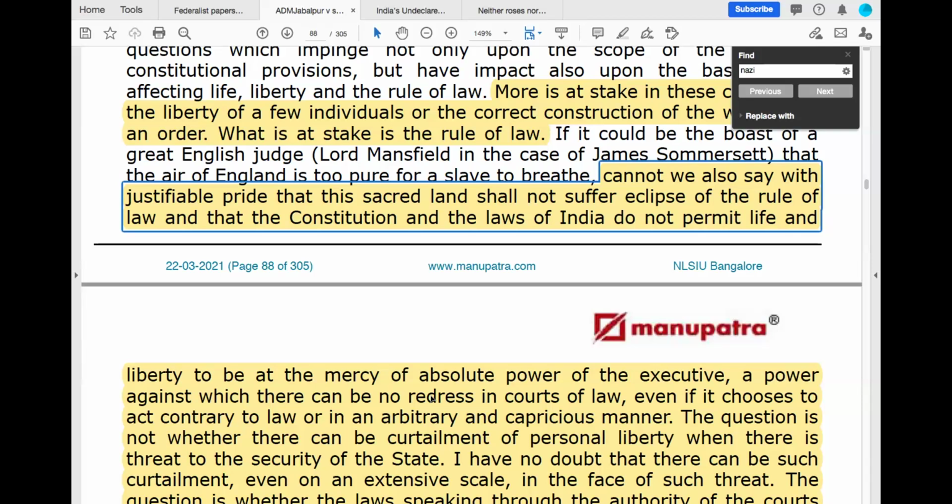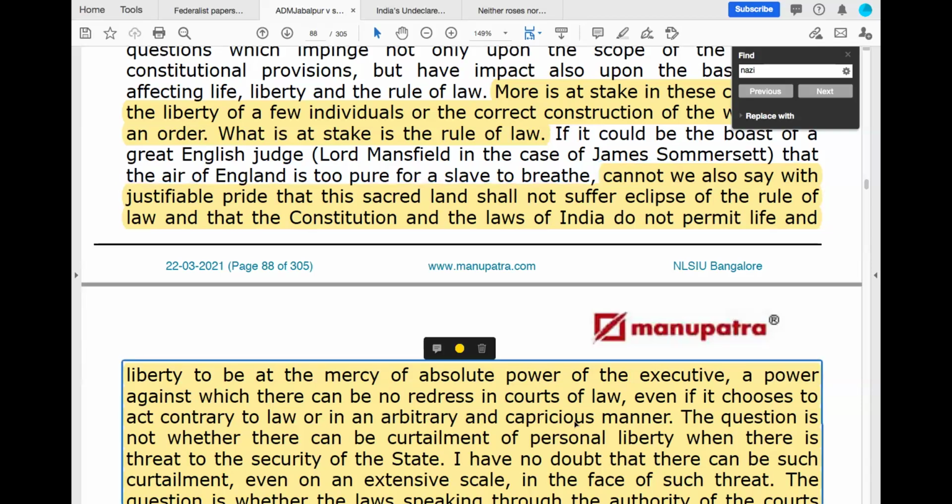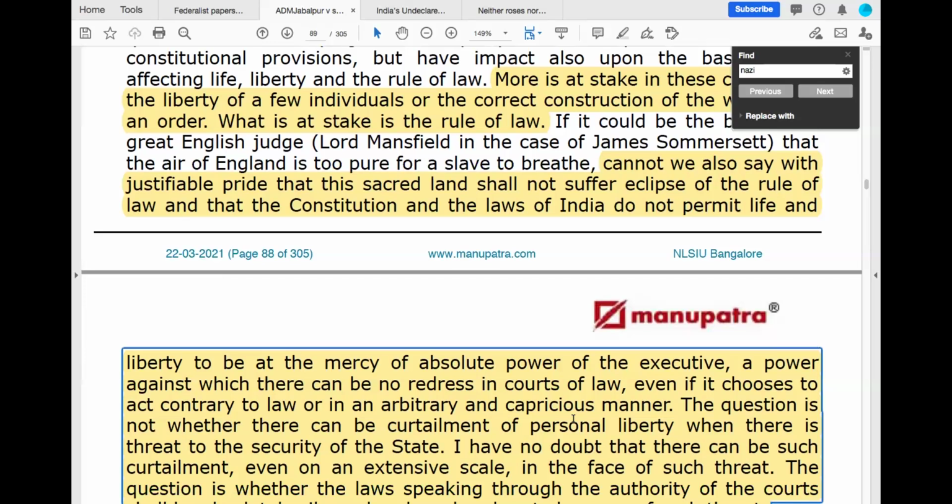And the rule of law does not allow for you to exercise power in an arbitrary and capricious manner, right? So the argument is not that you can't curtail personal liberty. You can curtail personal liberty, but when you do, you must act in a manner which is not arbitrary or capricious, and not in the sense of using absolute power.